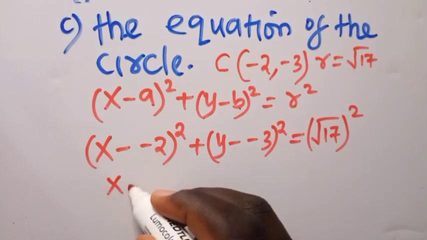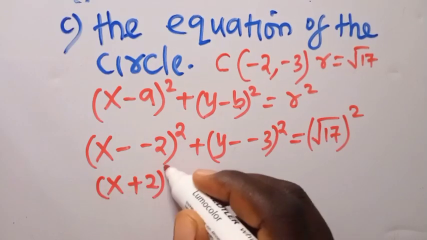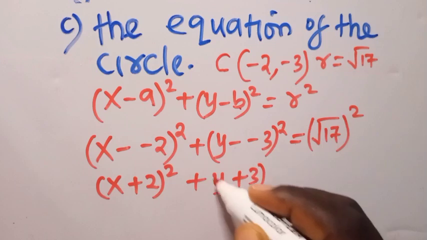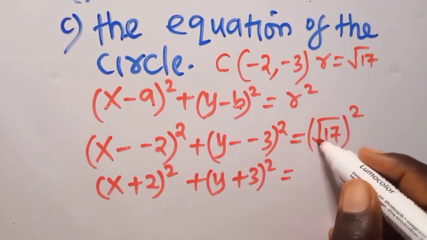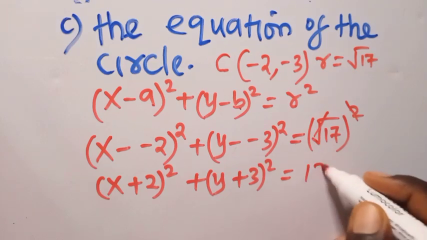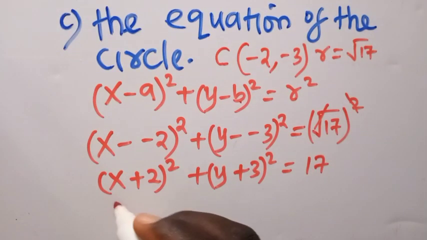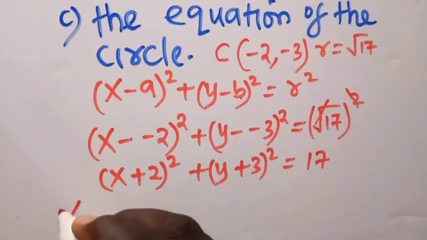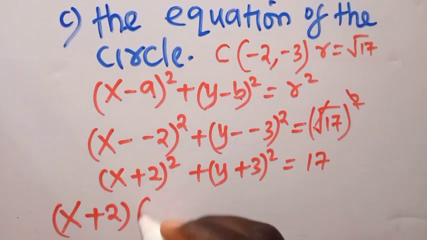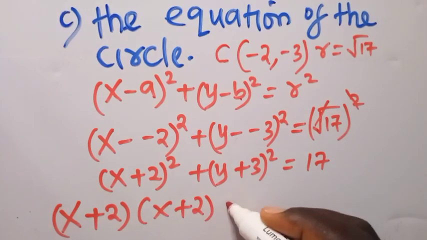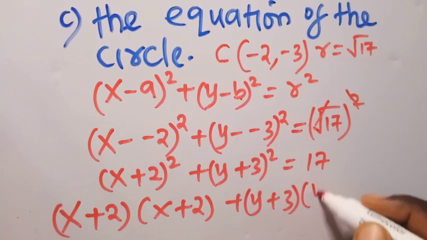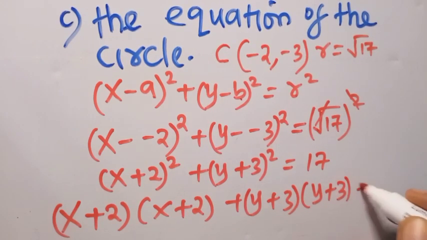Therefore, in this case, we shall have x plus 2, squared, plus y plus 3, squared equals root 17 squared. This one goes with this square root sign, and therefore we shall have 17. Then from there, if we expand, we shall have x plus 2, x plus 2, plus y plus 3, y plus 3, equals 17.